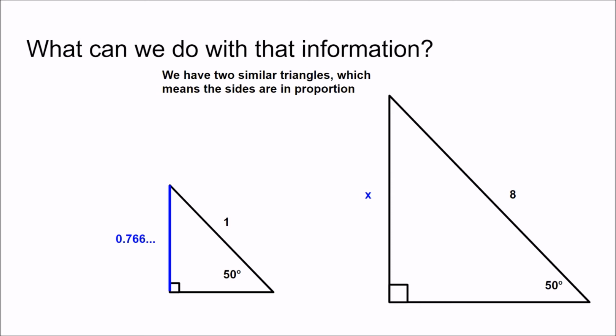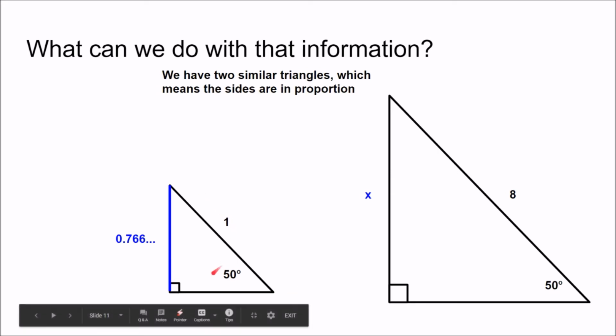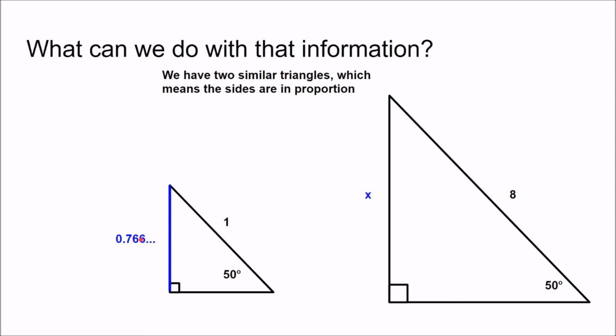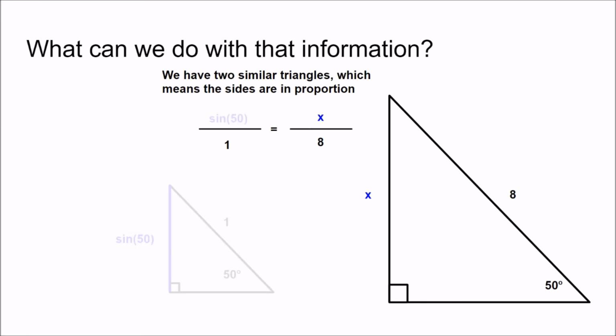So what can we do? We can take this triangle here, the smaller one, and make a proportion comparing the opposite side of the 50 compared to the hypotenuse. Opposite over hypotenuse is sine. So 0.766 compared with 1, its hypotenuse, is the same as comparing the opposite side of the dilated triangle to its hypotenuse, which is 8. Now we're going to cross multiply, but before we do, just remember that 0.766, and I'm going to change it out right here, we can actually call that sine of 50. The sine of 50 is that decimal value.